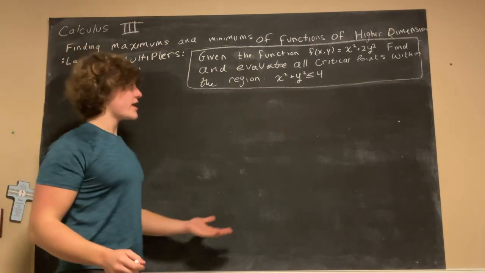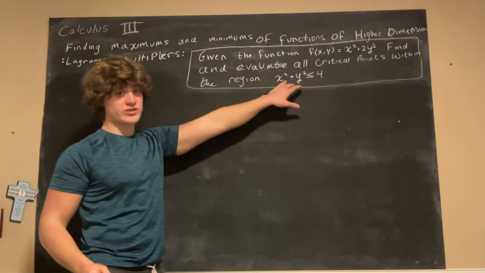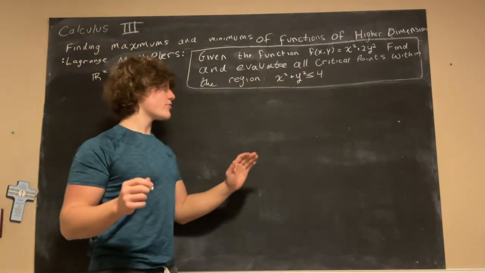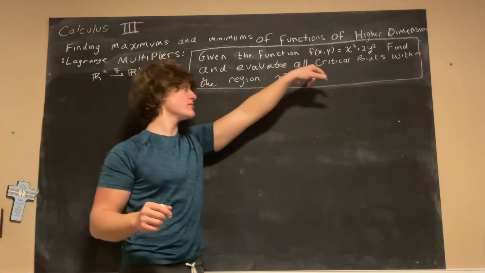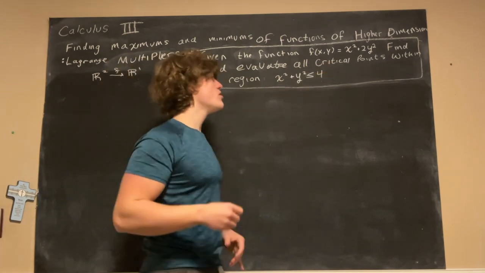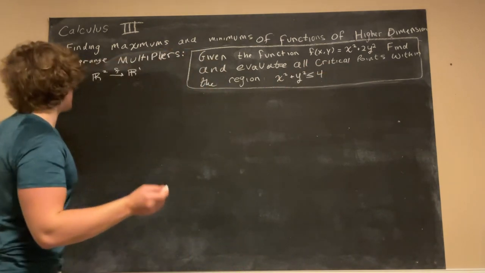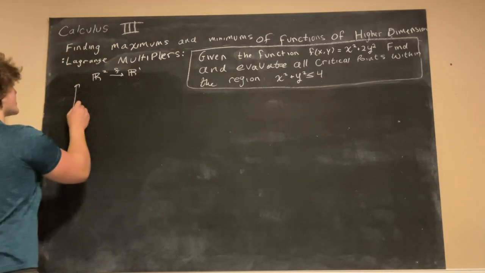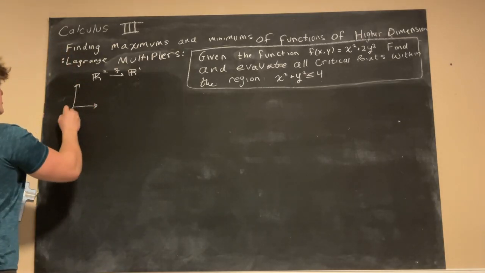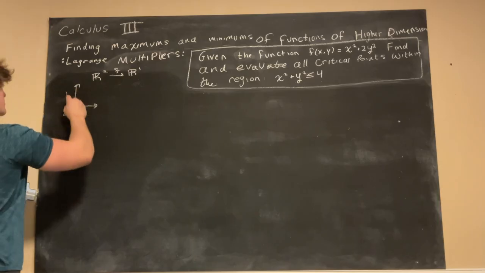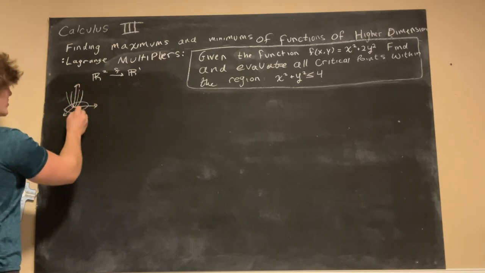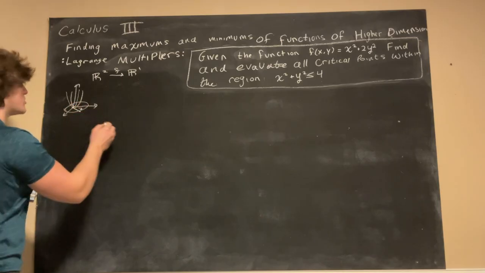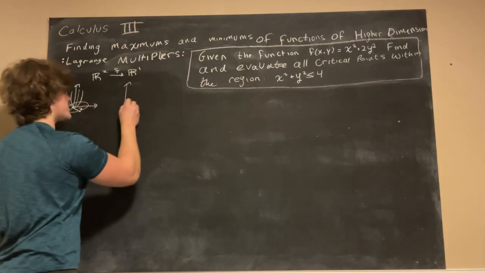Now, let's look at the region that we are bounding this over. Our region is just x squared plus y squared is less than or equal to 4. So essentially we are looking at a function over a circle of radius 2. This is our input plane.